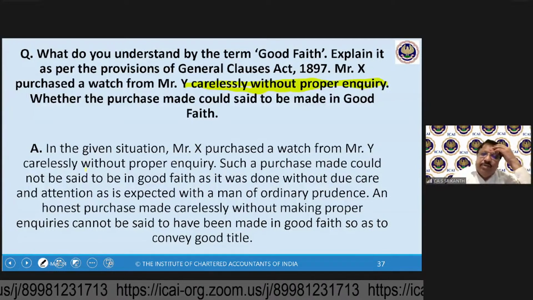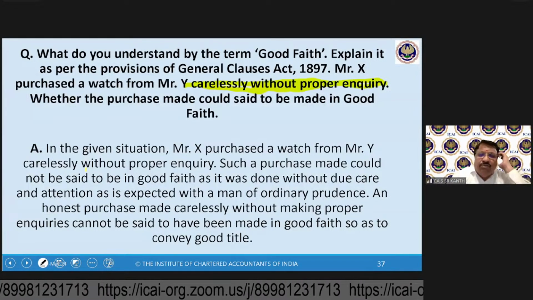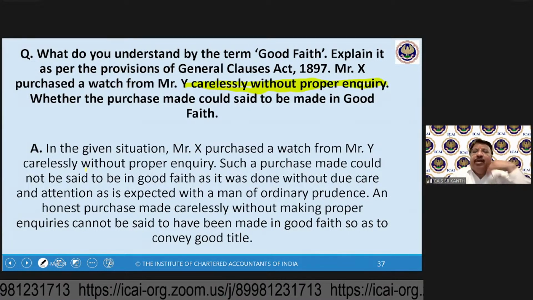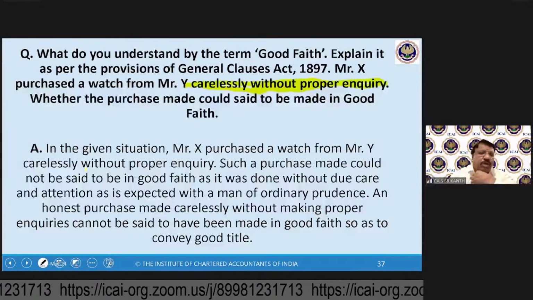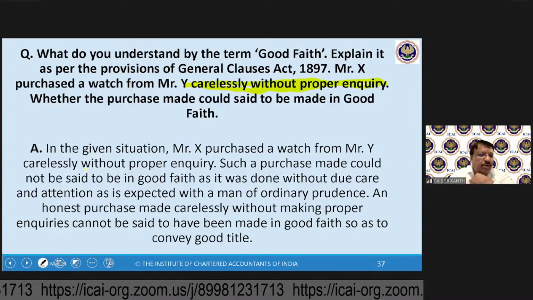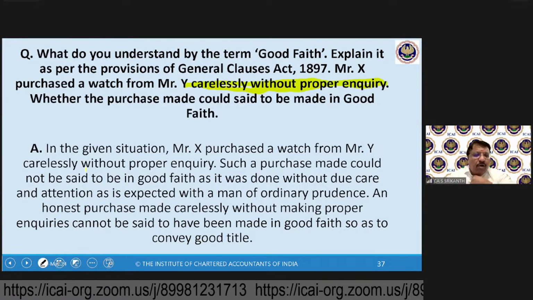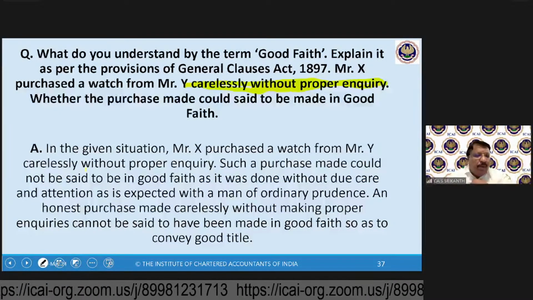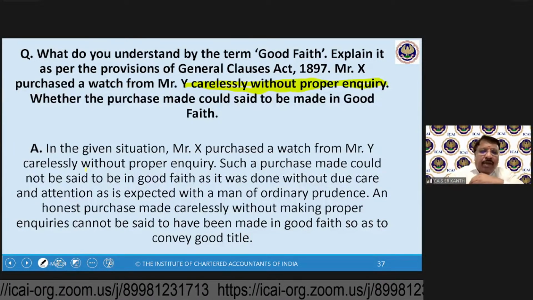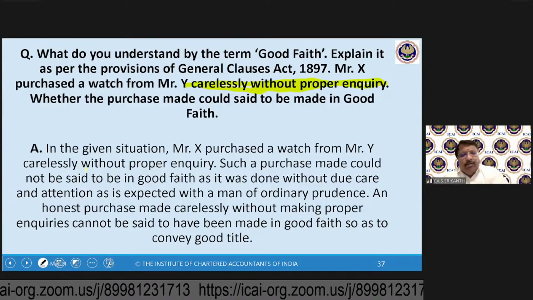In the given situation, Mr. X purchased a watch from Mr. Y carelessly without proper inquiry. Such a purchase made could not be said to be in good faith, as it was done without due care and attention, as is expected of the man of ordinary prudence. An honest purchase made carelessly without making proper inquiries cannot be said to have been made in good faith so as to convey good title.